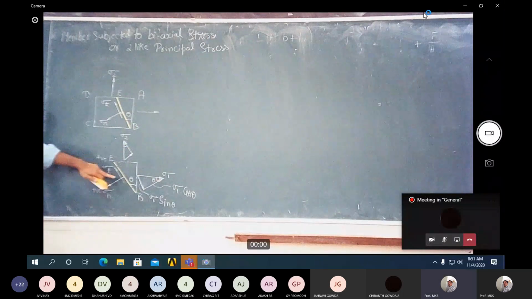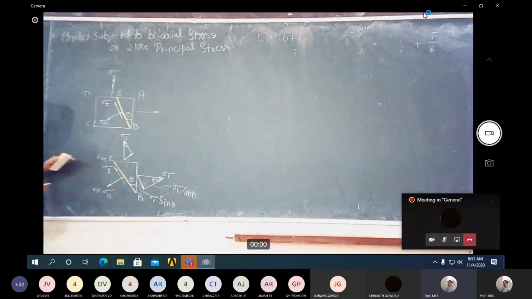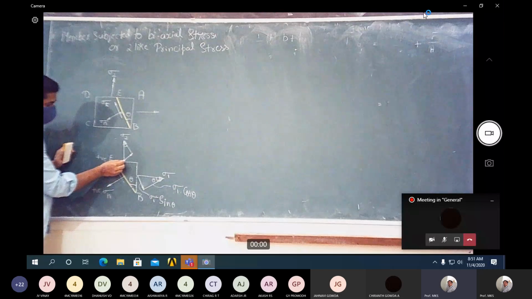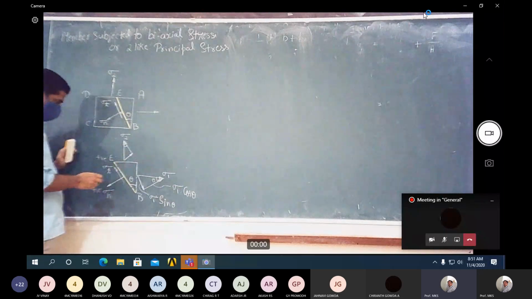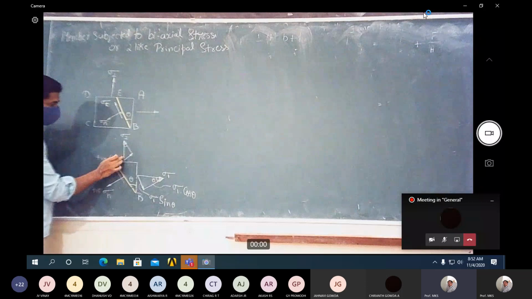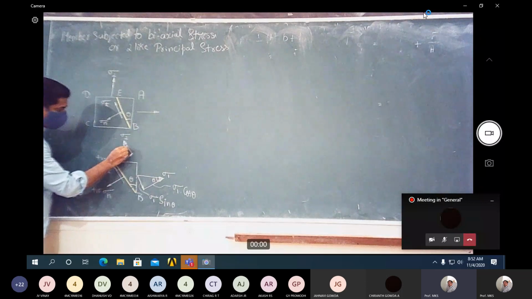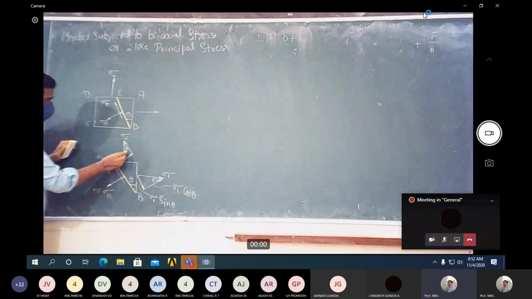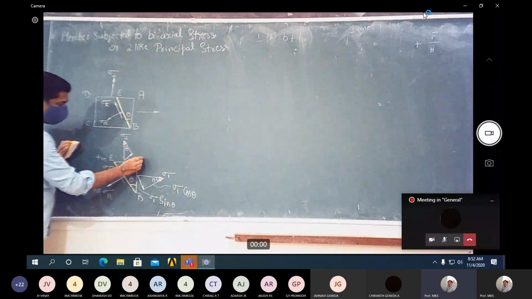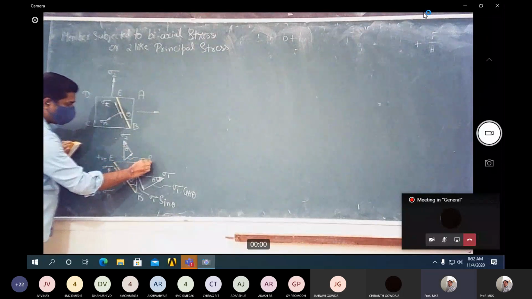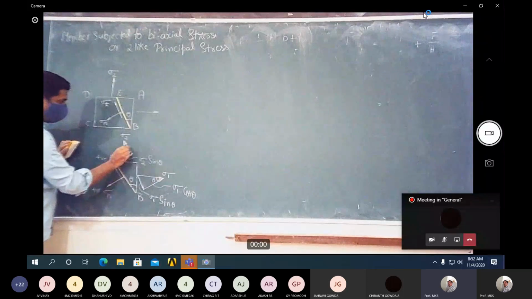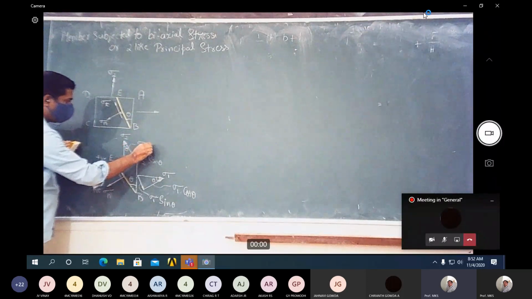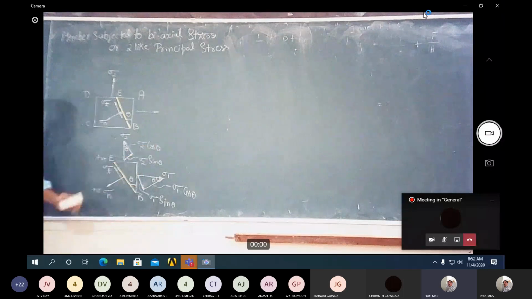So this is theta. If this is theta, then this angle will be theta and this angle will be theta. This is by the geometry of the sketch. So now you just resolve the force. The opposite side will be sigma 2 sine theta, and this adjacent will be sigma 2 cos theta.